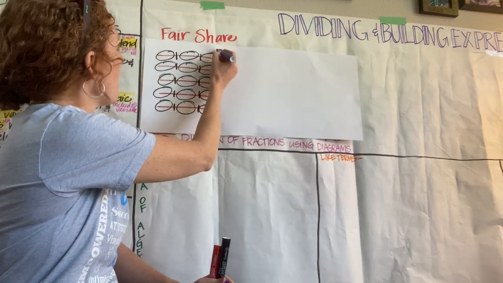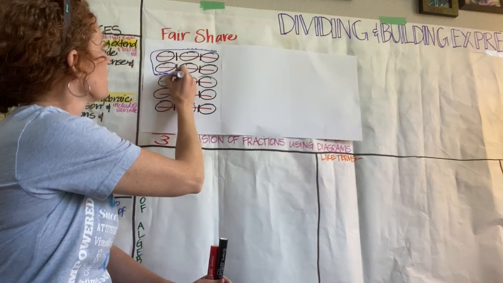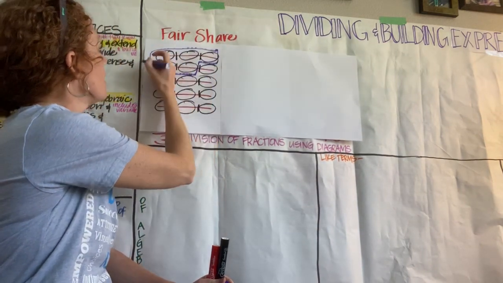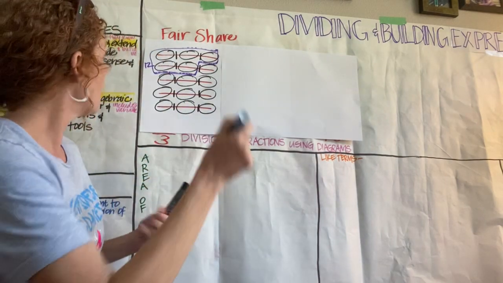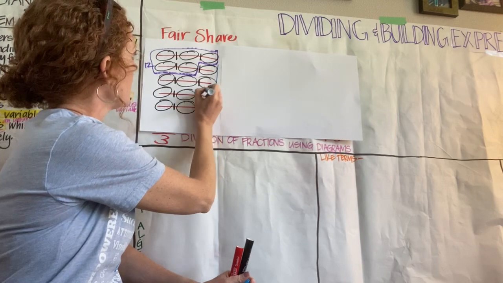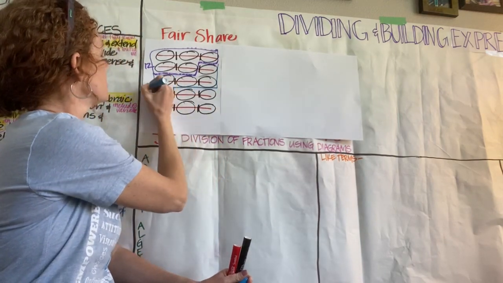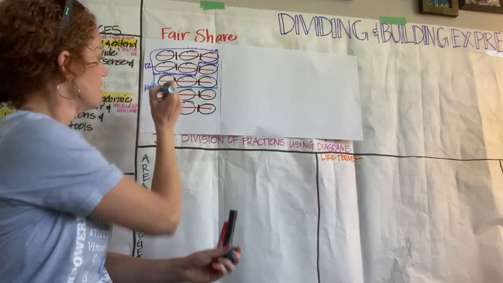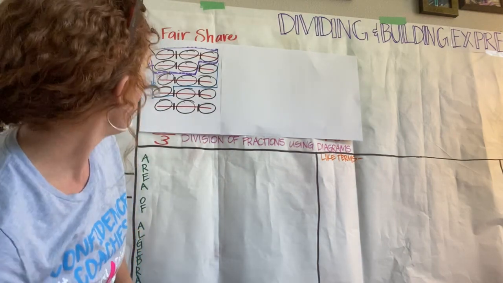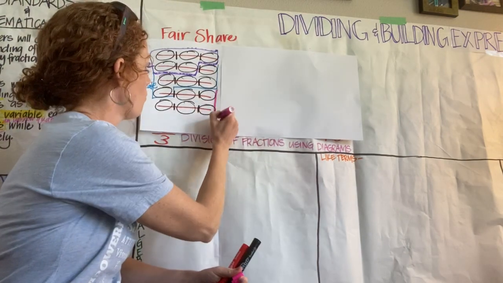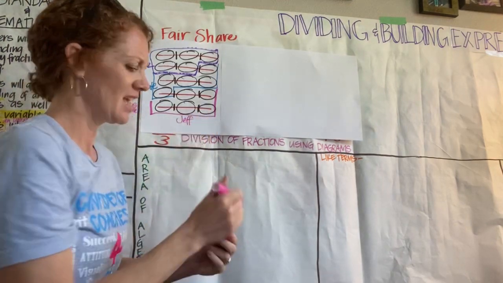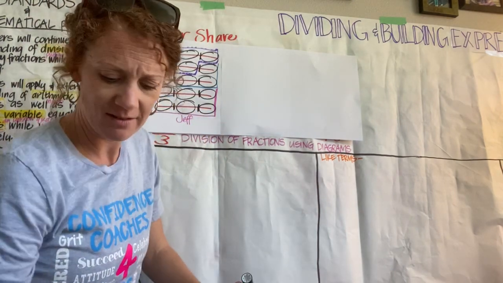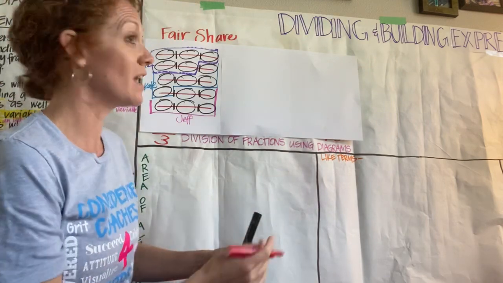Okay, so let's see if that works. We've got a group of 5 here. This goes to Iz. We have a group of 5 right here. This goes to Kate. And our last group of 5 goes to Jeffrey, okay?